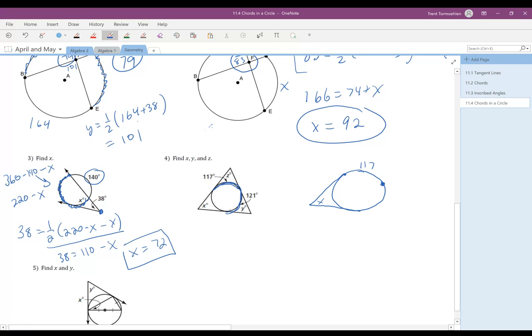And this one turns out to be 121. And so we can actually find out what this arc is by doing 360 minus 117 minus 121. And when you do that math, it turns out to be 122. And so there are actually 2 ways to solve this. The first way to solve it is just to do, well, it's an intersection of 2 tangents outside the circle, and so it's going to be 1/2 times the difference between the 2 arcs.